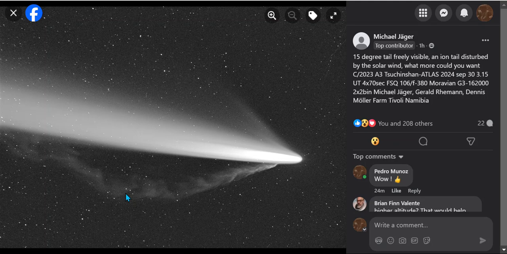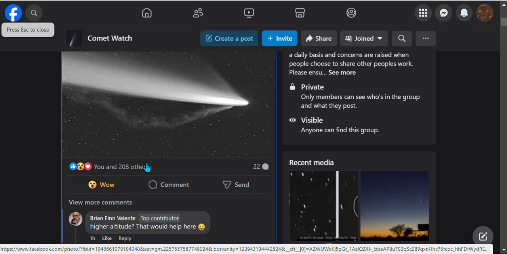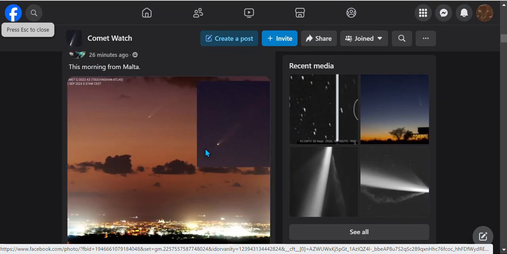Remember, with these comets, you could take an image right now, and then 10 minutes later or 5 minutes later, it'll look different. It's constantly changing. So you have to be at the right place at the right time to capture these. In other words, it's like a lottery. And we have another one.